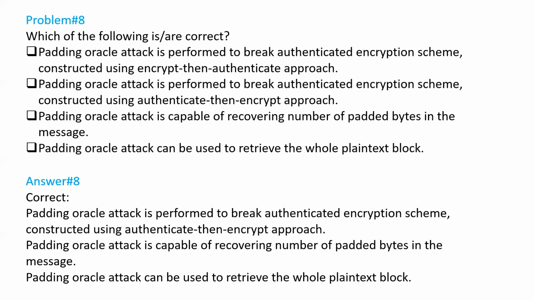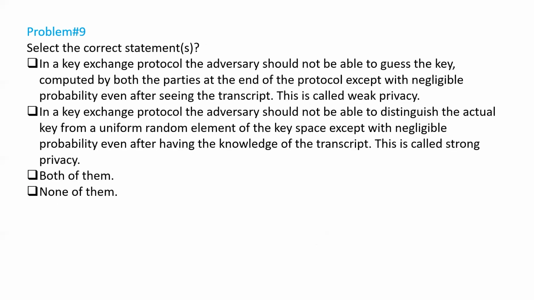So the last three options are actually the correct options. Select the correct statement. In a key exchange protocol, the adversary should not be able to guess the key computed by both the parties at the end of the protocol, except with negligible probability, even after seeing the transcript. This is called weak privacy.